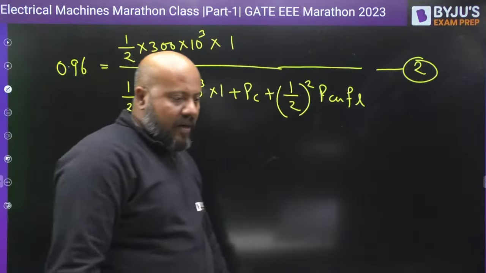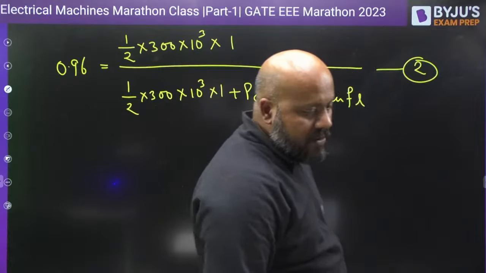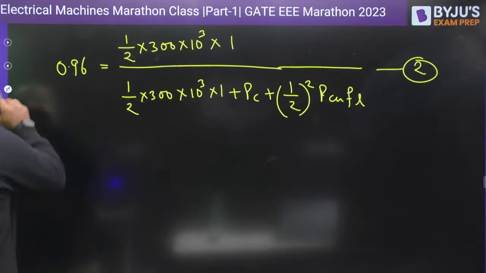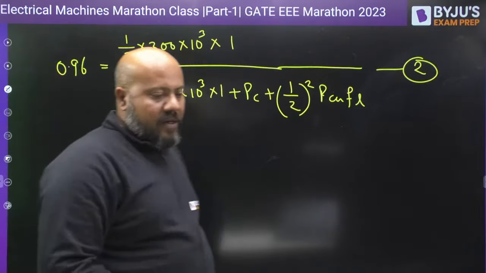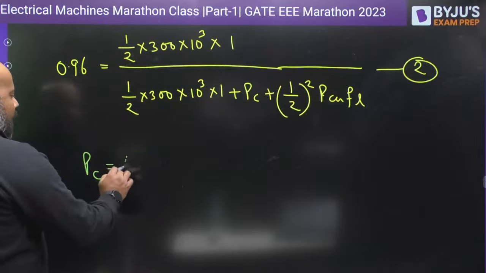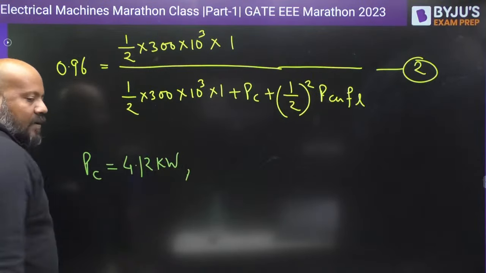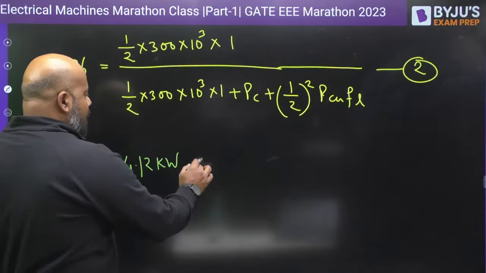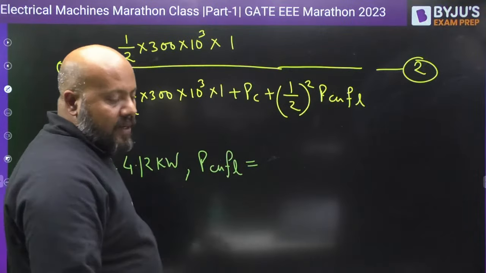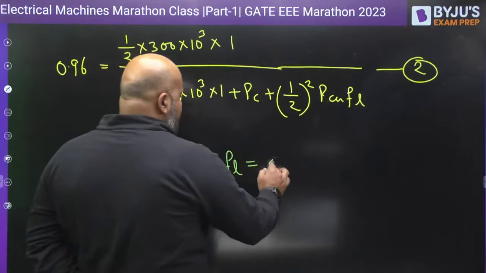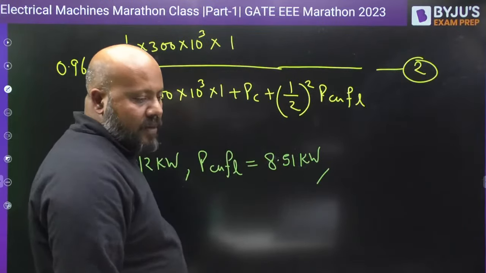I have the reference, so I will give you the values. Later on, you can confirm these values. PC you must be getting, that is the core loss as per my reference, 4.12 kilowatts. And what is PCUFL? It is 8.51 kilowatts.